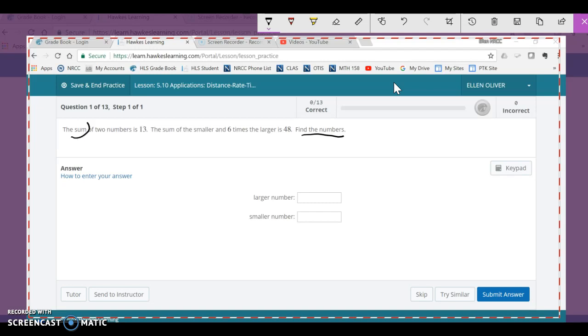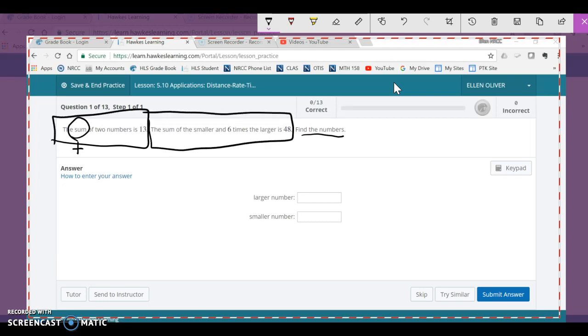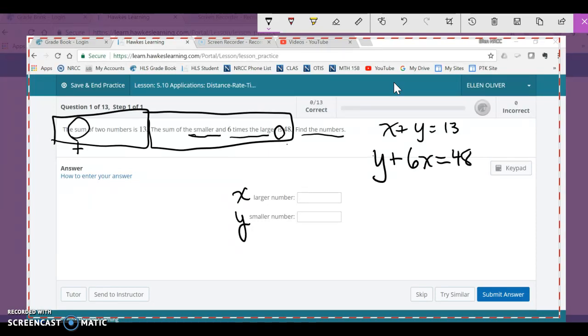All right, I need to know what sum means. Sum means addition. So the sum of two numbers is 13, and the sum of the smaller and 6 times the larger is 48. So here's one equation, and here's my second equation. So for Unit 5, my variables, I'm going to let x be the larger number and y be the smaller number. So one equation is that the sum of those two numbers is 13. And then the second equation is the sum of the smaller, so the smaller is y, and 6 times the larger is 48. So there's my two equations.